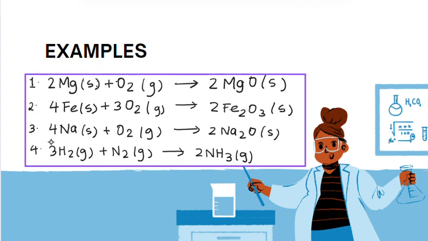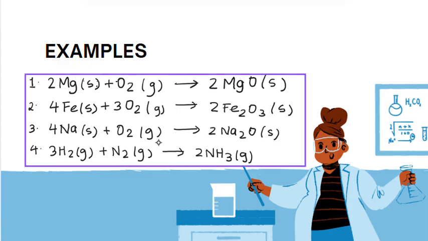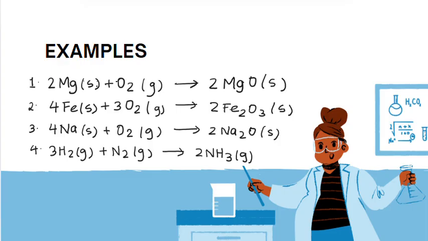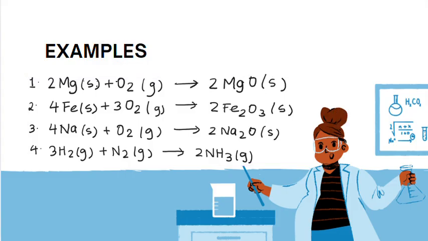The next example is 4Na, which is a solid, plus O2, which is a gas, gives us 2Na2O, which is a solid. The fourth reaction here is 3H2, which is a gas, plus N2, which is once again a gas. Both will combine and give us 2NH3, which is a gas. I hope you know how to balance a reaction. This will be very useful in writing reactions.